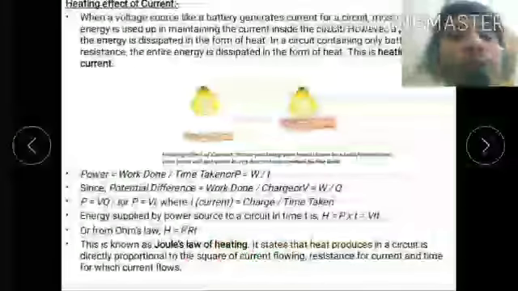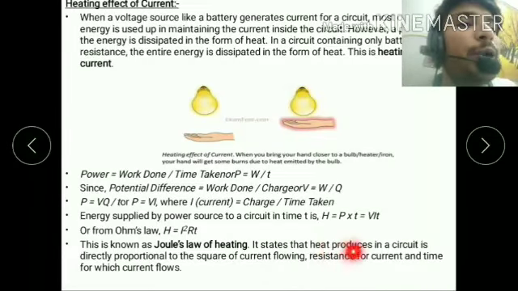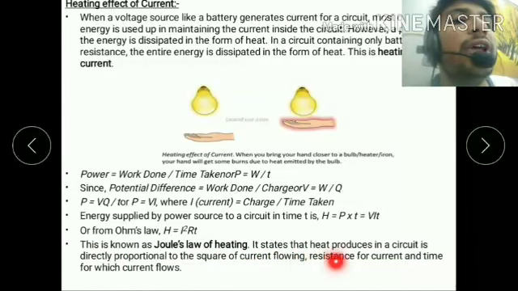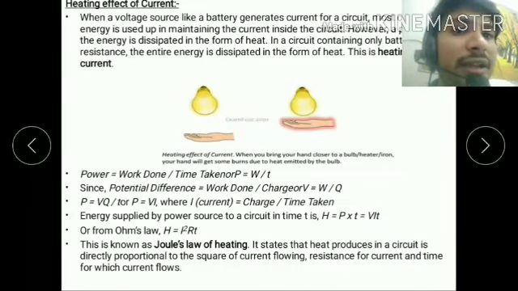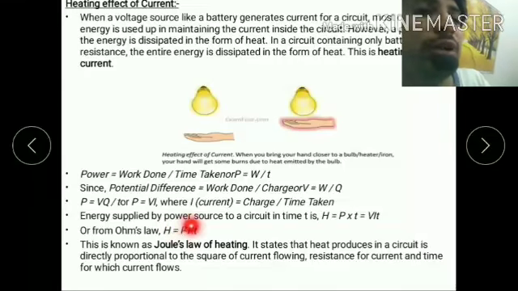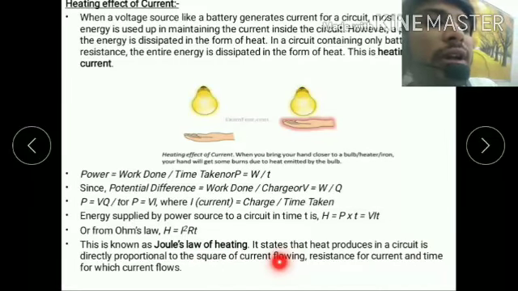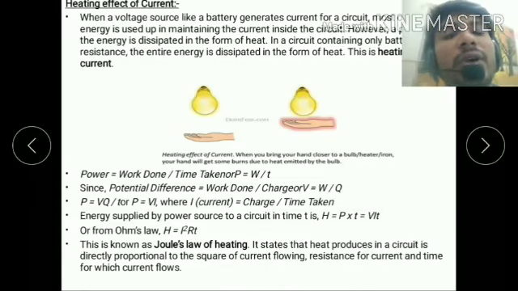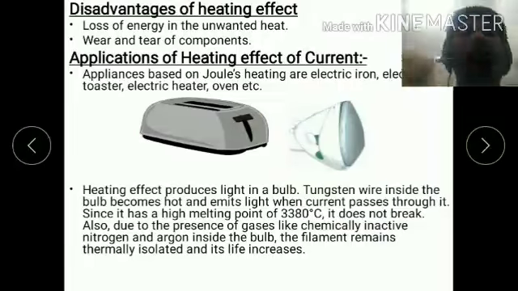This is known as the Joule law of heating. It states that heat produced in a circuit is directly proportional to the square of the current flowing, the resistance, and the time for which current flows. The formula is H is equal to I square RT. So heat is directly proportional to the square of current, directly proportional to resistance, and directly proportional to time. This is the heating effect of current, and this formula is known as the Joule law of heating. Now move to the next slide.